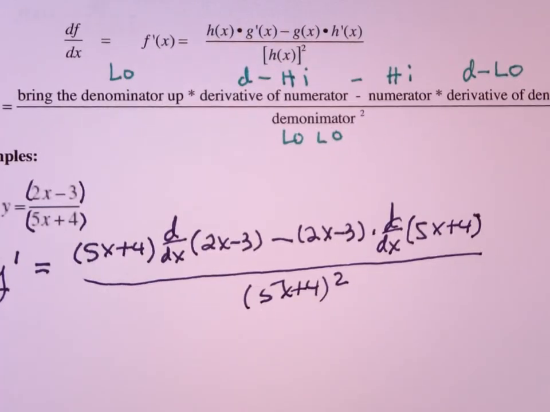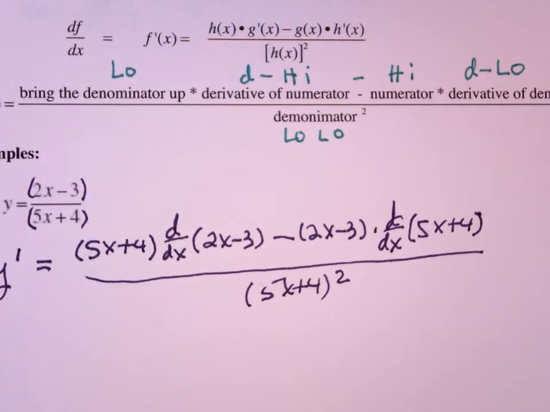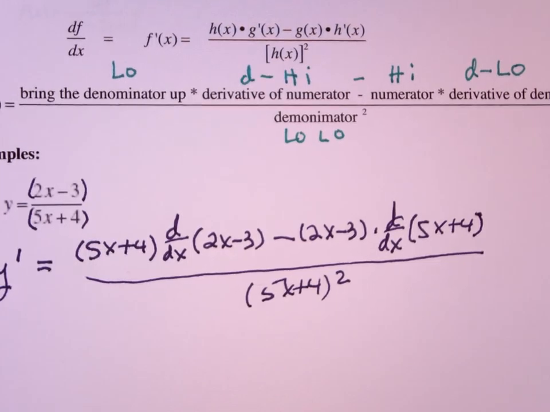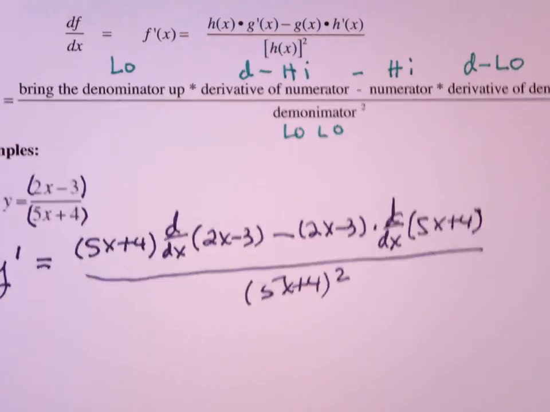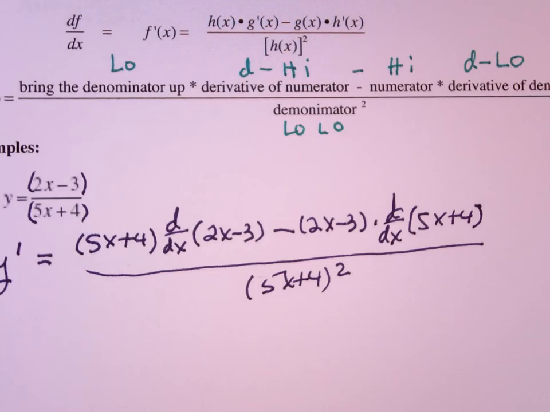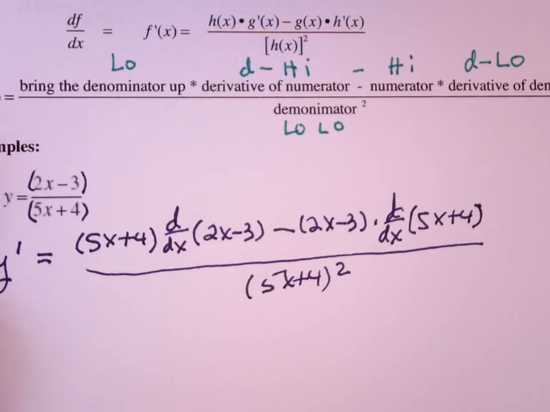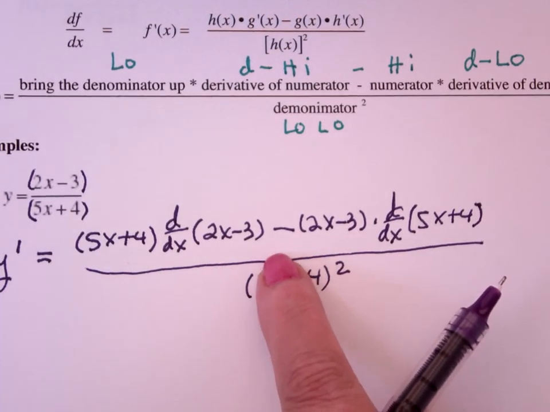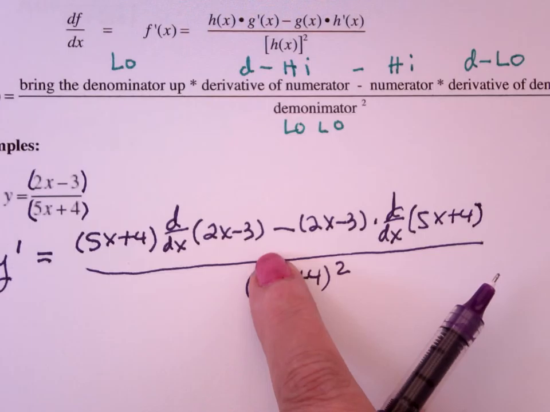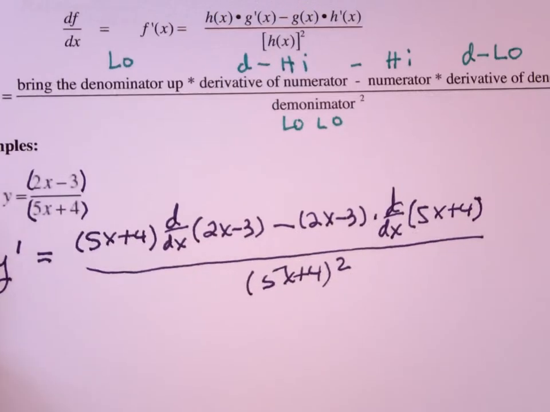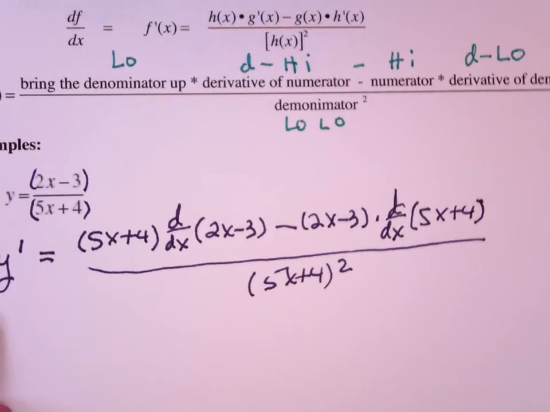Bring the denominator up times the derivative of the numerator minus the numerator times the derivative of the denominator, all over the denominator squared. Low D high minus high D low over low low. When we bring the denominator up, we don't have to raise it to the negative 1. Just put it there. The negative 1 is taken care of right there. It's built into the formula, which is good news.